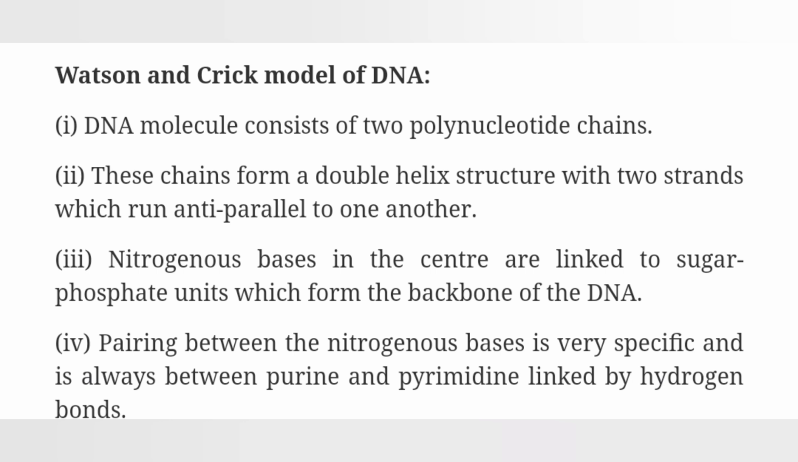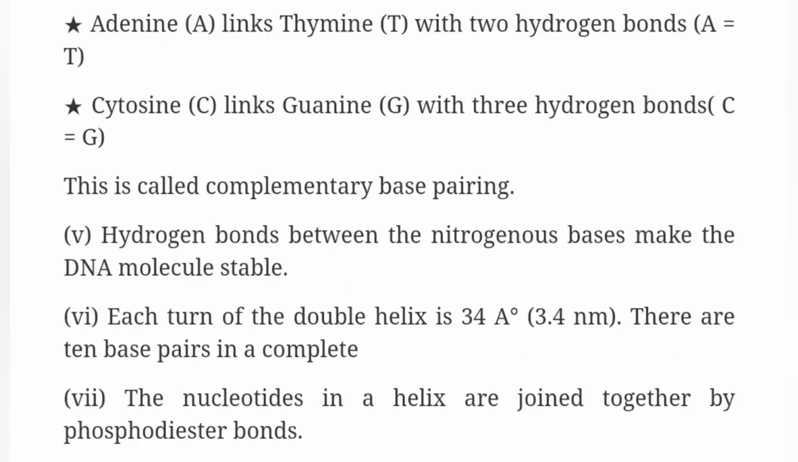Fourth point, pairing between the nitrogenous bases is very specific and is always between purine and pyrimidine linked by hydrogen bonds. Next one, adenine A links thymine T with two hydrogen bonds, A double bond T. Then cytosine C links guanine G with three hydrogen bonds, C triple bond G. This is called complementary base pairing.